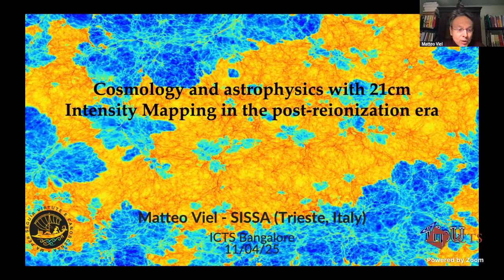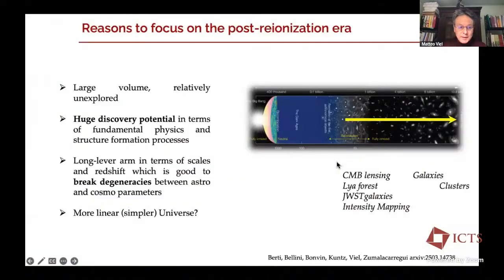So we switch focus a bit, and we're talking about theory, especially in the context of intensity mapping, and we place ourselves in the post-reionization era. So why is that? What is the reason to focus on this epoch of the universe?